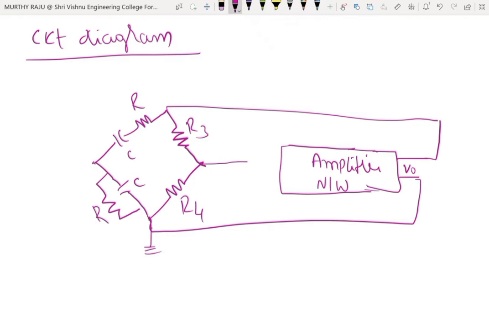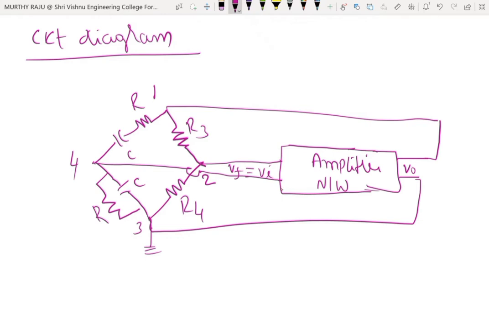Connected to this is 1, 2, 3, 4. Second and fourth terminals are here. This represents no connection. This is the output of the feedback network. This one, VF, is applied as input to the amplifier stage. The output of the amplifier network is connected to the input of the feedback network.